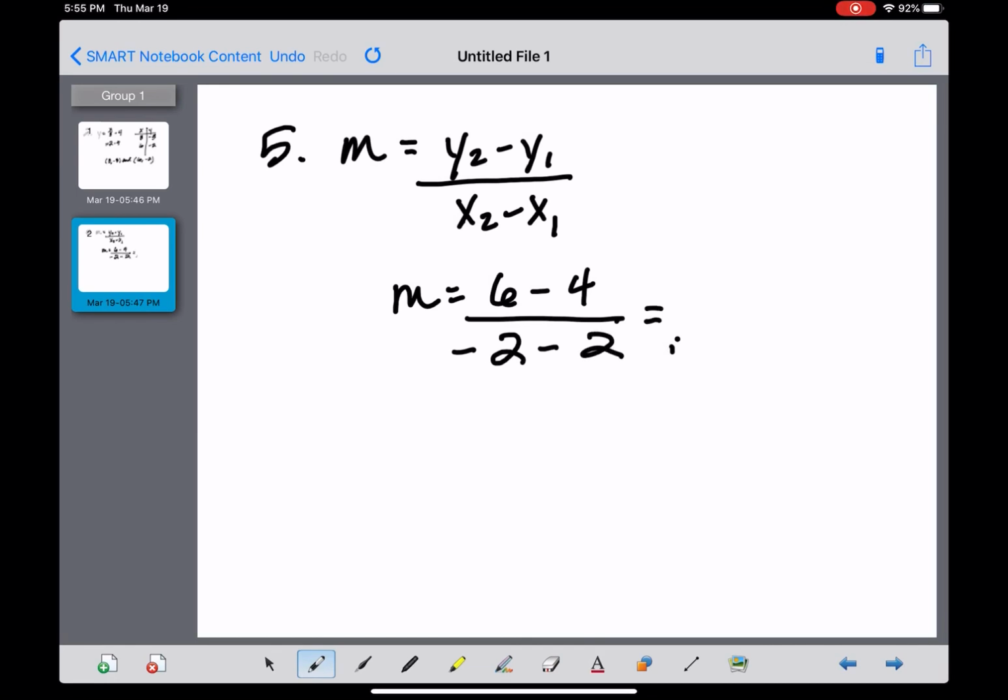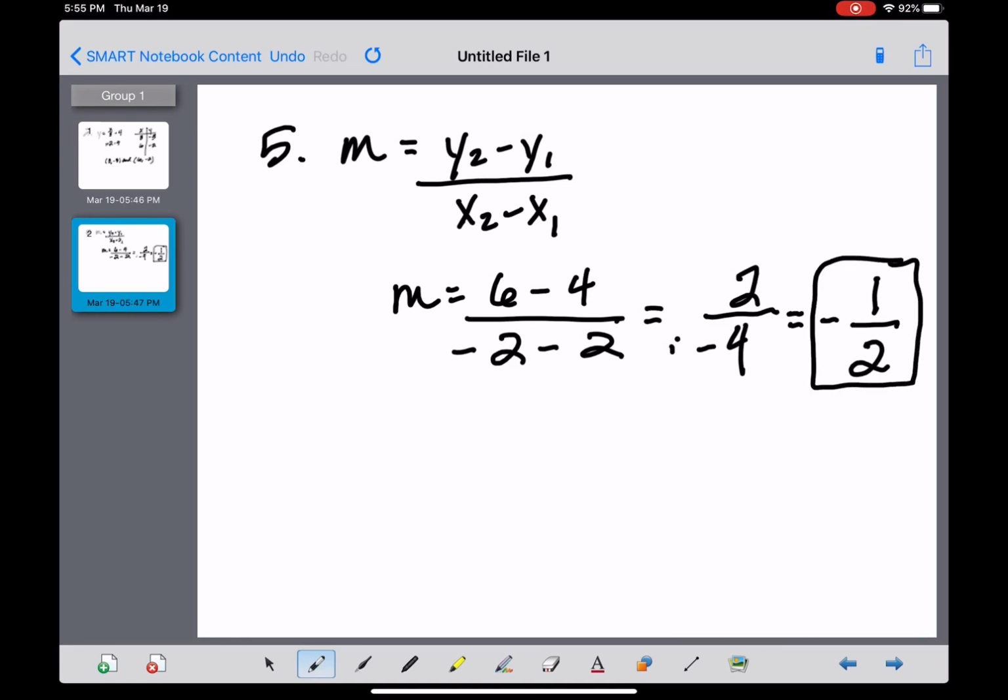When I simplify this, I get 2 over negative 4. Make sure you simplify your fractions. I don't want to leave this as 2 over negative 4. I want to simplify it to negative 1/2. So the slope of that line is negative 1/2.